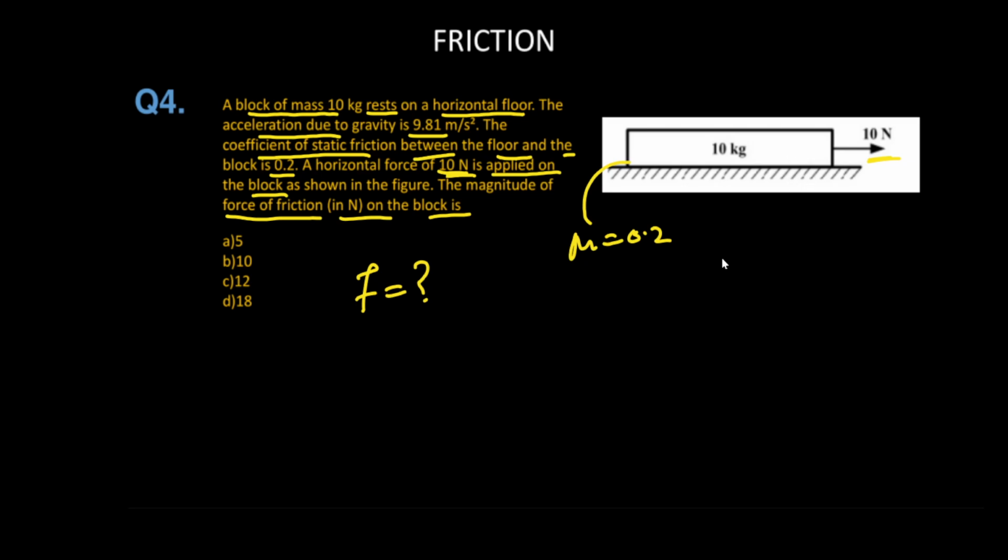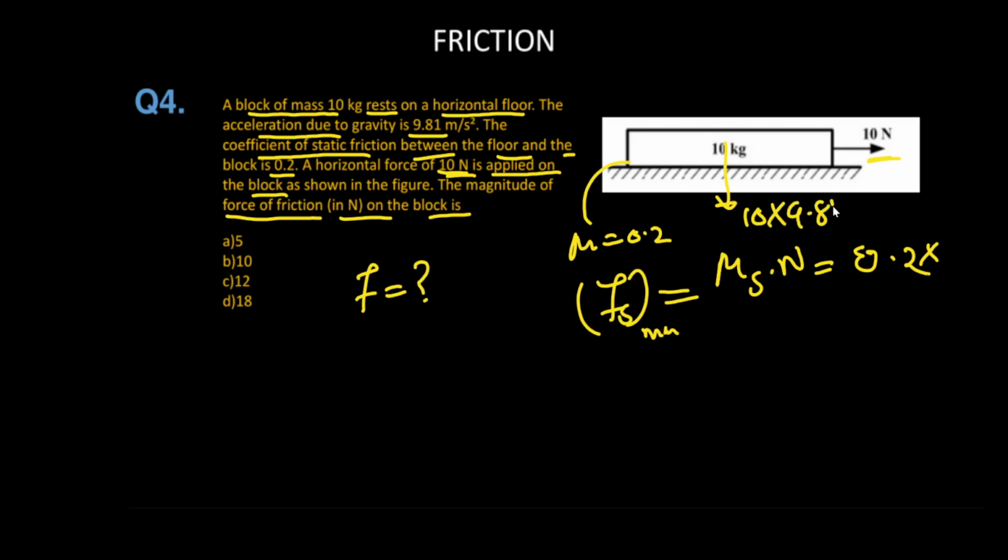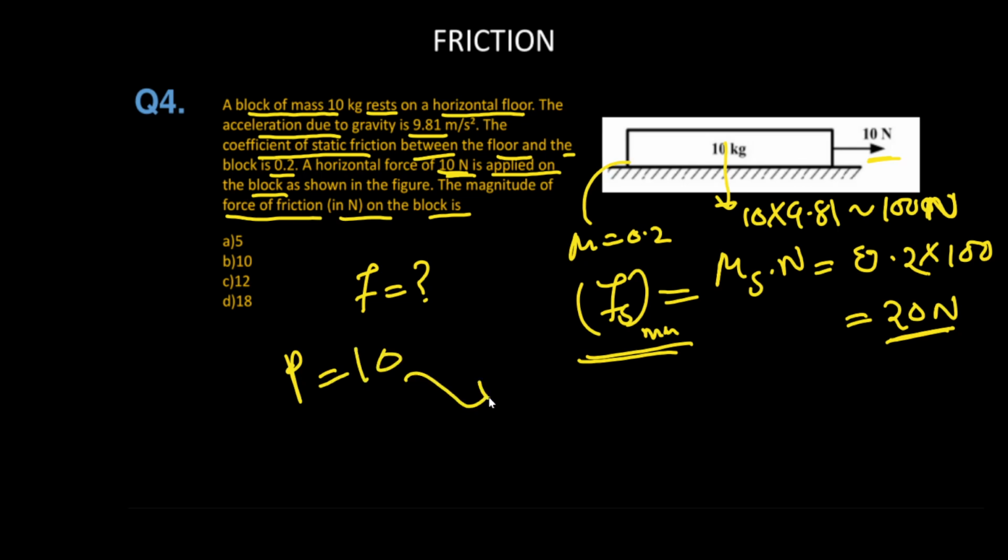You just don't know whether the block is in static condition or not. You just calculate mu s into N, that is F s maximum. Mu s, that is 0.2, into N, which is 10 into 9.81, I am just taking as 100. So 100 Newton, so you will get 20 Newton. This is the maximum, 20 Newton, and the applied force is 10 Newton, so you will get friction force equal to 10 Newton only, not 20 Newton. So this is the type of question that will be asked in friction.